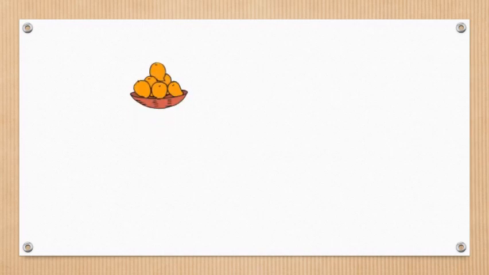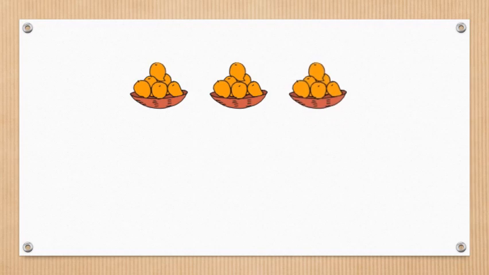We can see here mangoes in the basket. Yes, there are 6 mangoes in one basket. See here, 3 baskets are there with 6 mangoes in each. Okay, what is the total number of mangoes? We have to calculate. Then what do we do? 6 plus 6 plus 6, isn't it? That is equal to 18.